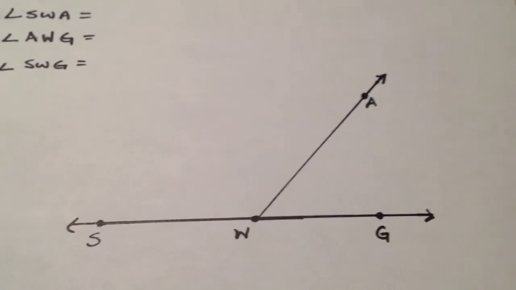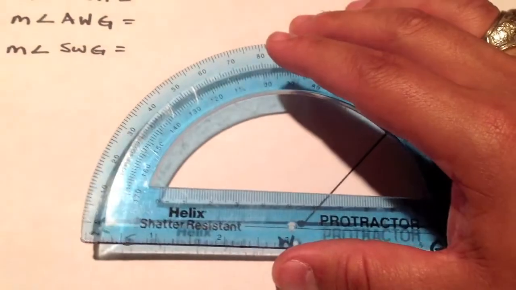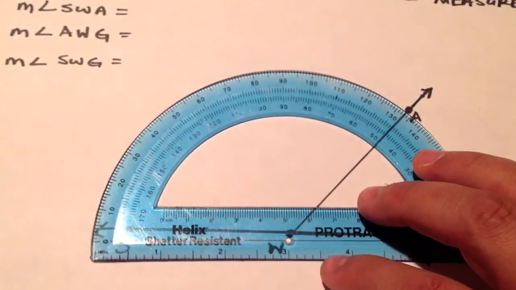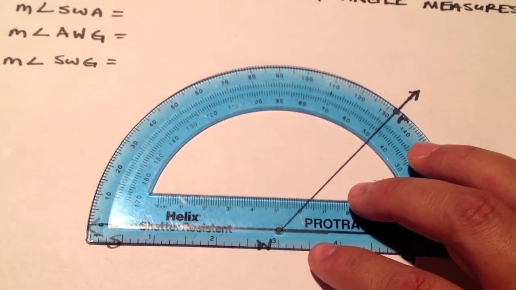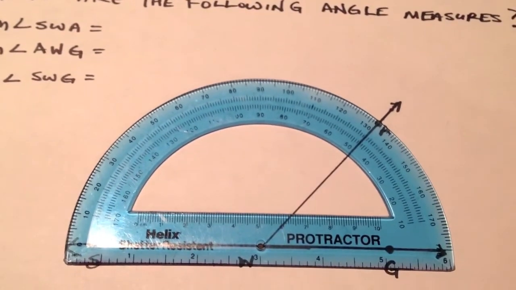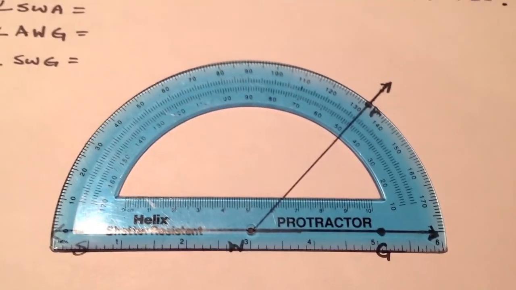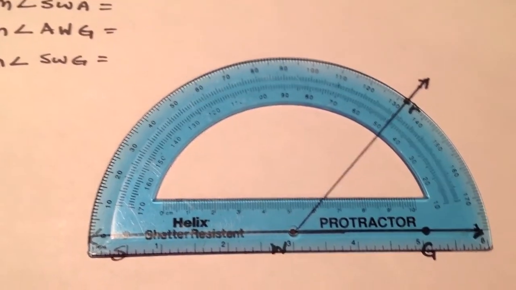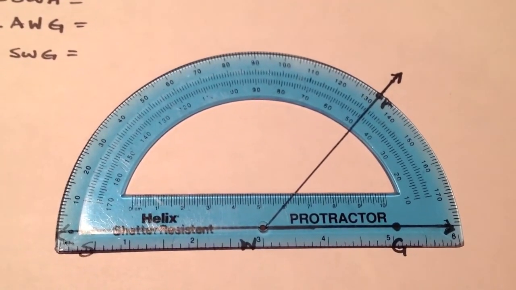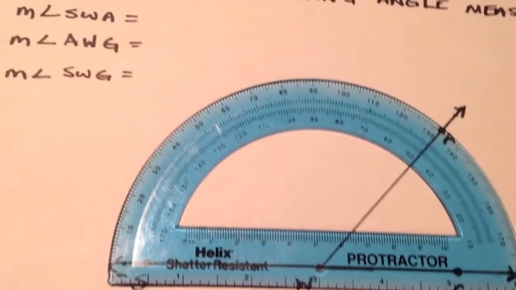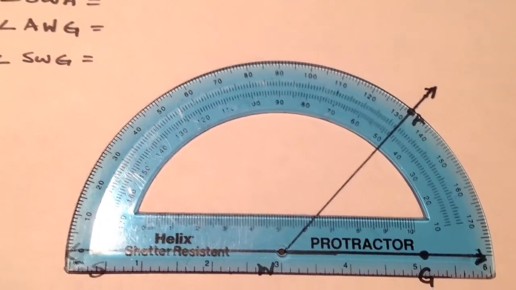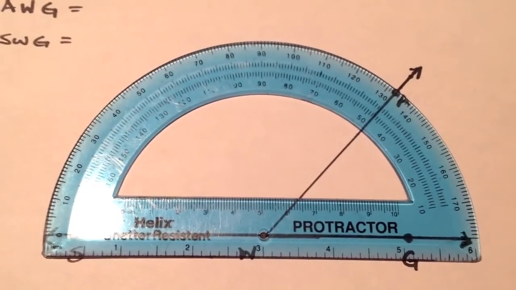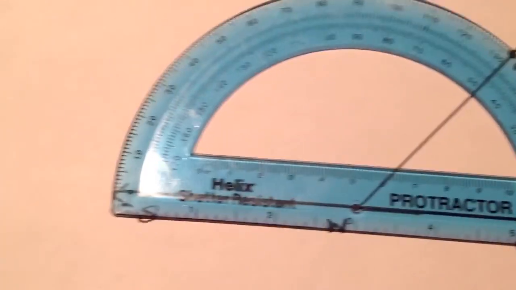So let's start off by taking our protractor, and every protractor is a little different. We'll set the circle of the protractor on the vertex, and then you want to line up the bottom ray of your angle with the line on the bottom of your protractor. Each protractor is a little different. Let me just explain how this works.